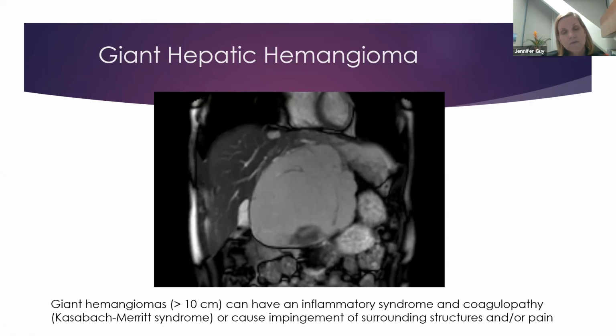Giant hemangiomas are defined as over 10 centimeters, and some rarely can have an inflammatory syndrome where they have thrombocytopenia, coagulopathy, and purpura, and that's called Kasabach-Merritt syndrome. And that would be another indication for resection if you saw that with a giant hemangioma.